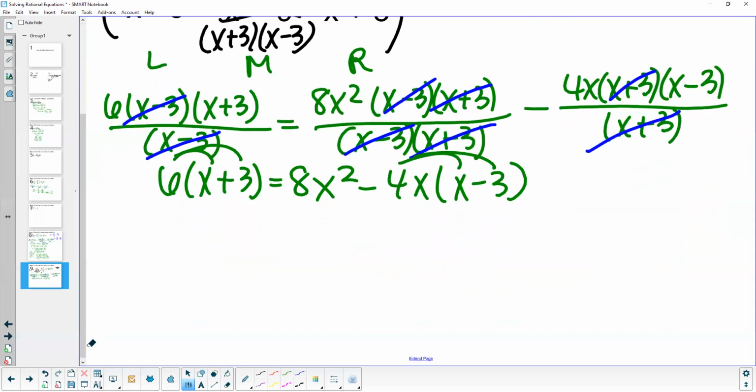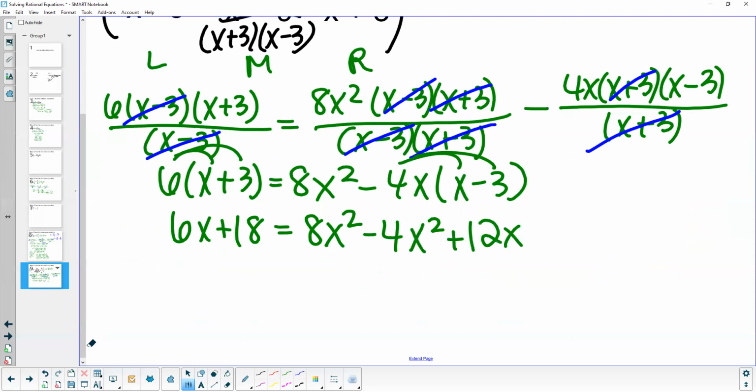So as we factor it, we get 6x plus 18 is equal to 8x squared minus 4x squared plus 12x. And then what we want to do is move everything to the same side and combine like terms, so that we can end up setting it equal to 0 so we can factor. So we end up getting a 4x squared, 12x minus 6x is going to be plus 6x and then minus 18.